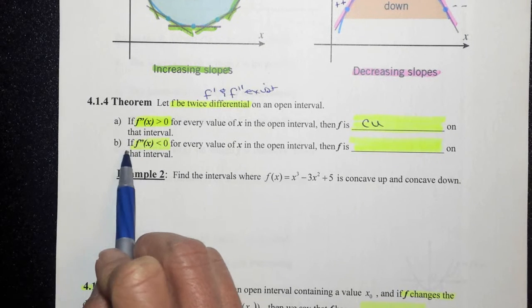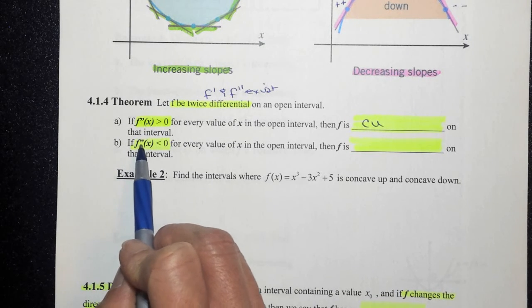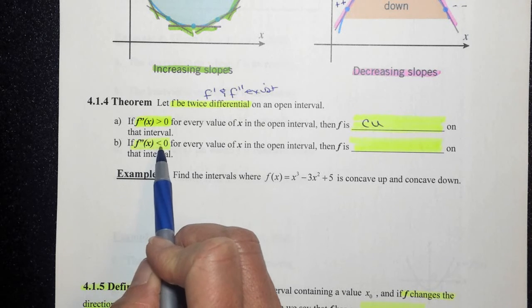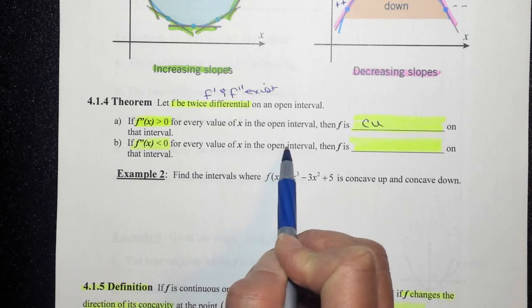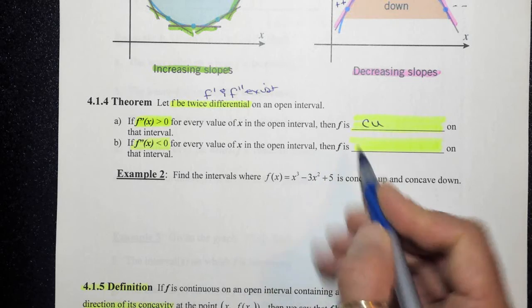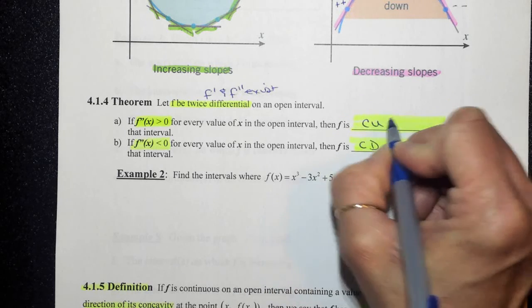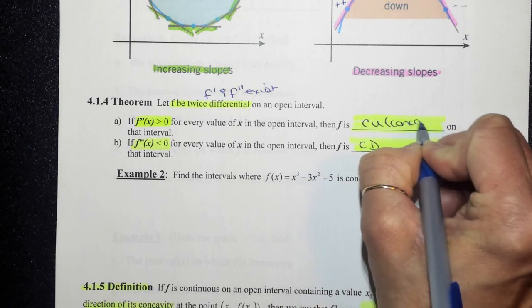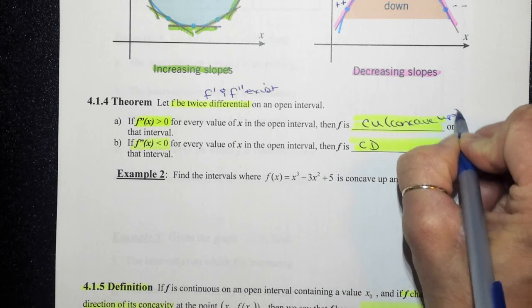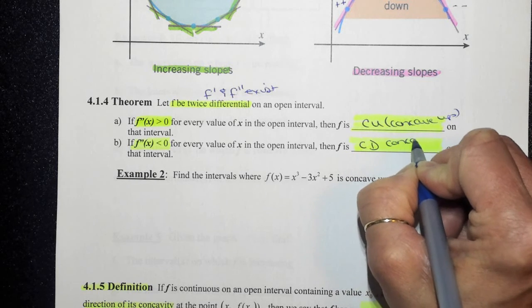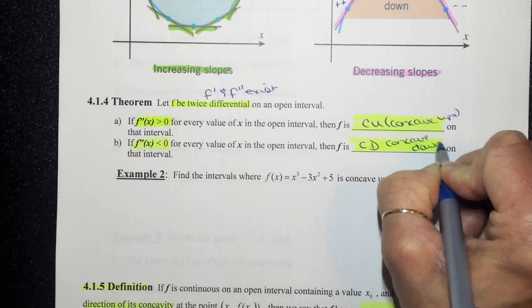In the next stipulation, it says if you find that the second derivative is less than 0, meaning negative for every value of x in that open interval, then the function is considered concave down over that interval. There you go.